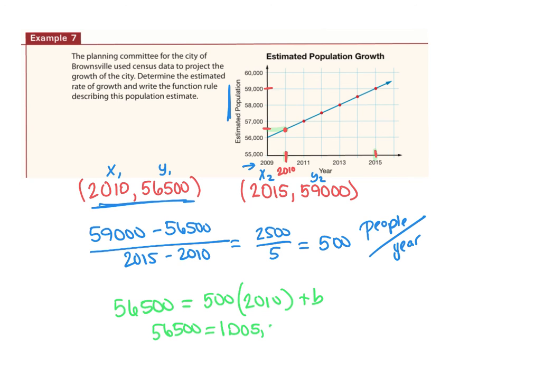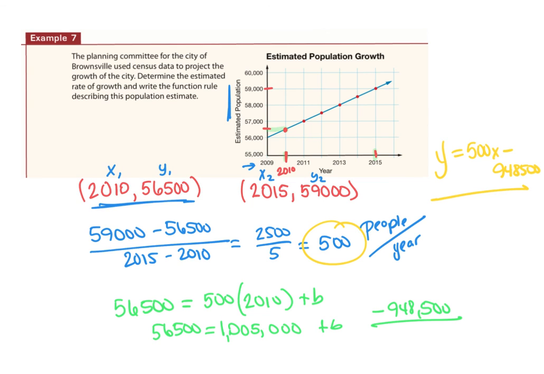1,000,000, right, something like that. And then subtract it over. So they got a y-intercept of negative 948,500. Again, I'm not going to give you numbers this big, but y equals exactly like we figured. This is my m, x, it's a minus b, all right? Y equals mx plus b.